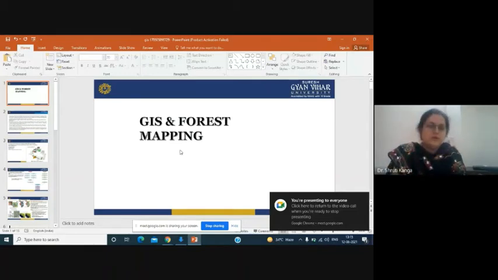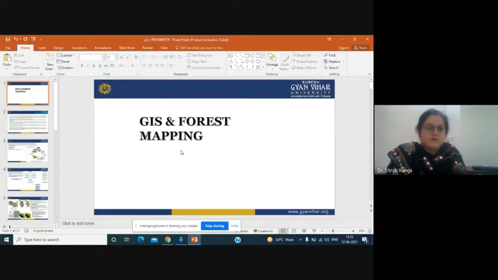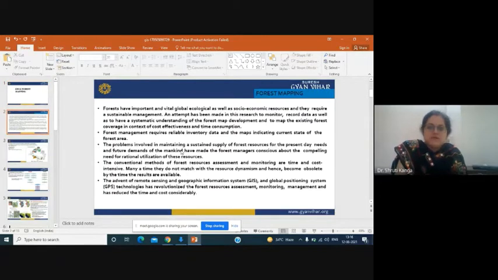Good morning, everyone. So today again we are here to discuss GIS and forest mapping, another topic in your geoinformatics for ecology and forestry. So let's start with how GIS is useful for forest mapping, different kinds of forest mapping. So let's start with the forest mapping.